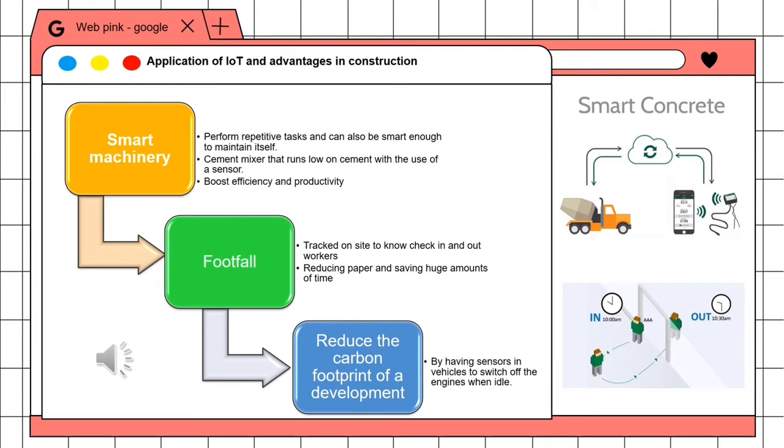Application of IoT and advantages in construction. First, it will turn machines into smart machinery, which can be used to perform repetitive tasks and can also be smart enough to maintain itself. For example, a cement mixer that runs low on cement, detected with the use of a sensor. Thus, this boosts efficiency and productivity. Second, footfall can be tracked on site, and an application can be used to check workers in and out. This will reduce paper and save a huge amount of time. Application of IoT will also lead to a reduced carbon footprint of a development by having sensors in vehicles to switch off their engines when idle.